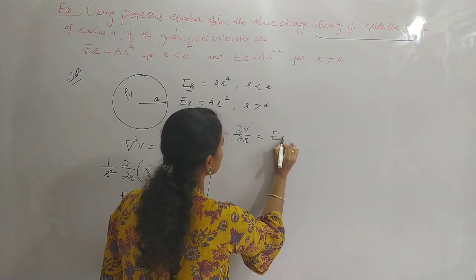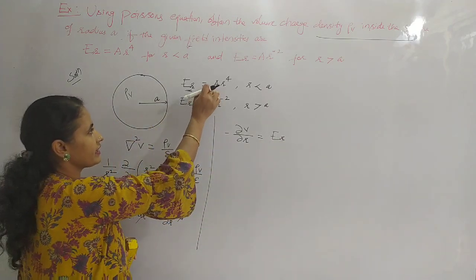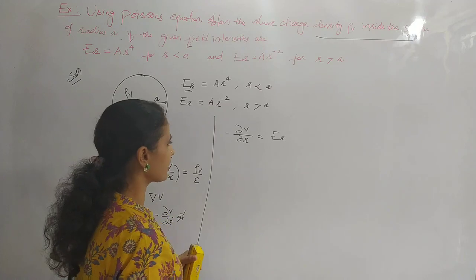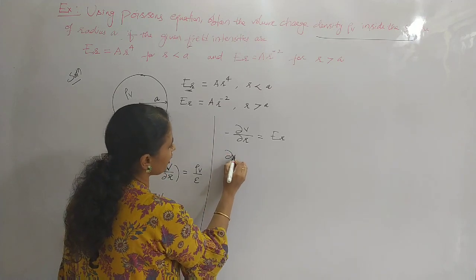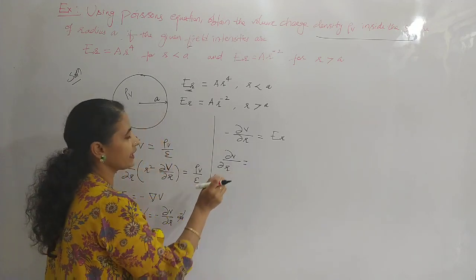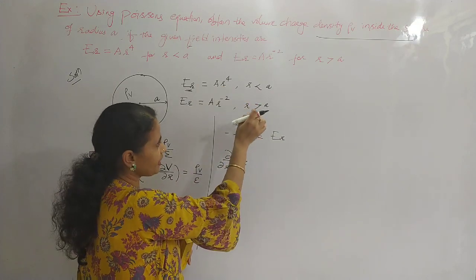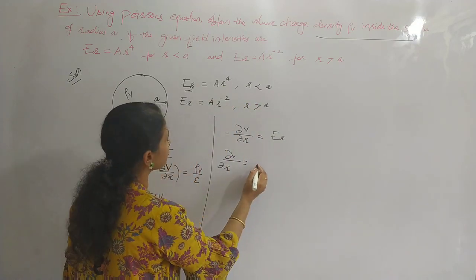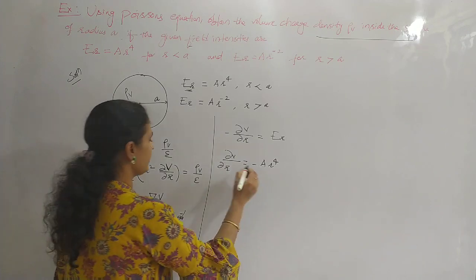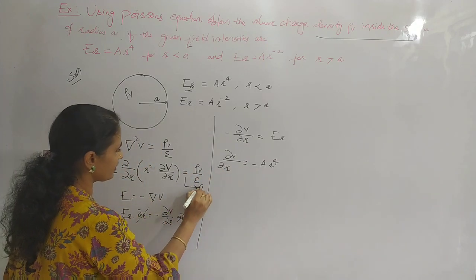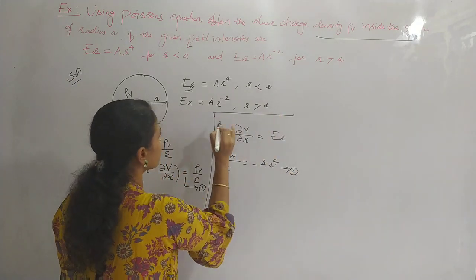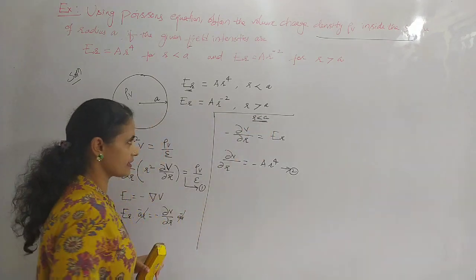What is our E_R? There are two different E_R values, the field intensities: one for R less than A, and one for R greater than A. So dou V by dou R is given by E_R. Let R be less than A, and it is given as minus A R to the power 4. Let this be equation 1, and this one equation 2. We have considered the case where R is less than A.